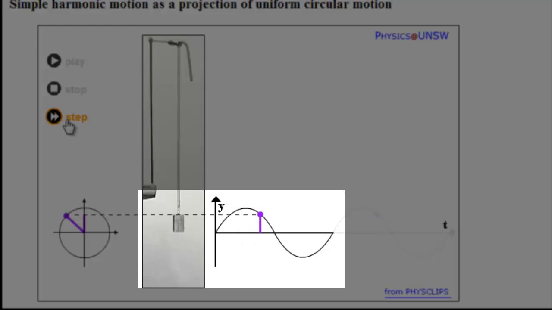We keep on with the steps. At this point, it's just gone past the equilibrium position again, and this is half a time period later. So the position of the mass can be represented by a sine curve starting at the origin.